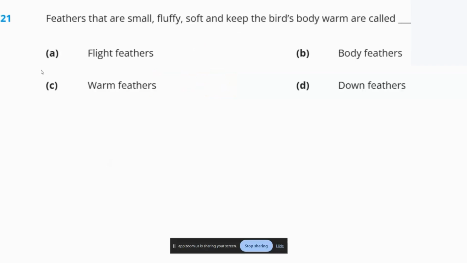Next. Feathers that are small, fluffy, soft, and keep the body warm are known as flight feathers, body feathers, warm feathers, and down feathers. So definitely it is option number D, that is down feathers, which are fluffy, soft, and keep the bird's body warm.